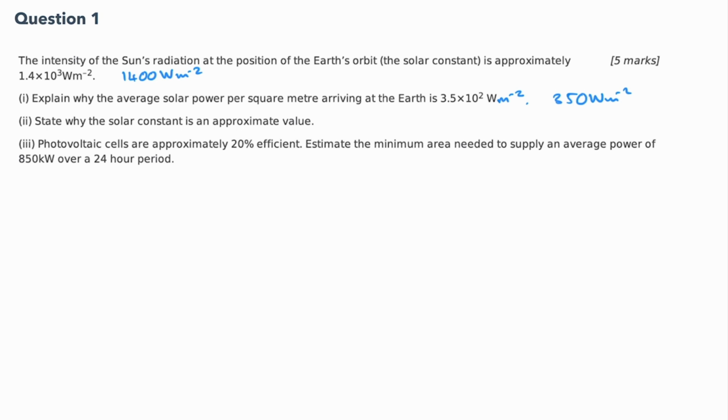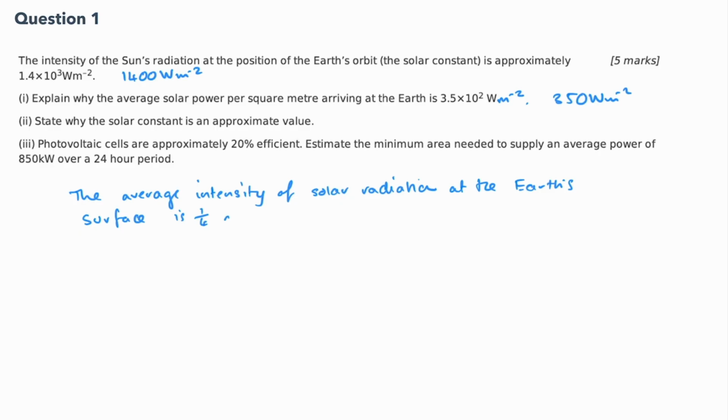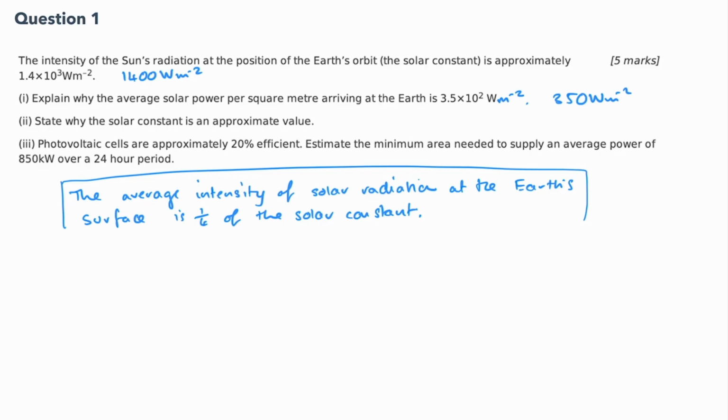I'm going to give you a long explanation for this, so bear with me. Before I explain, I really want you to write the following sentence into your notes, and this is something I want you to take with you at all times. The average intensity of solar radiation at the Earth's surface is 1/4 of the solar radiation, or the solar constant. I want you to remember that. I don't think it's really said anywhere in the notes, so I'm going to tell you why before I answer number 1.